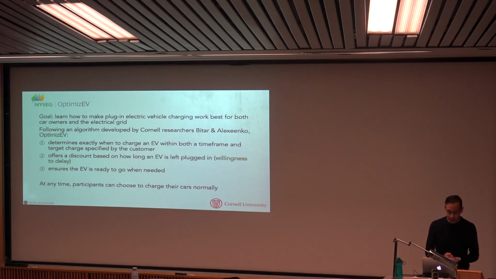So basically, the idea of this algorithm is that it determines exactly when to charge the EV within a time frame and a target charge specified by the customer. So let's say you own an EV, you plug it in, but then you go to an app on your phone and you say, I would like to have, let's say, 80% of my battery tomorrow morning at 6 a.m. And yes, I'm allowing the utility to delay my charging. I just care to have that 80% at 6 a.m. in the morning. Okay? So that's the idea.